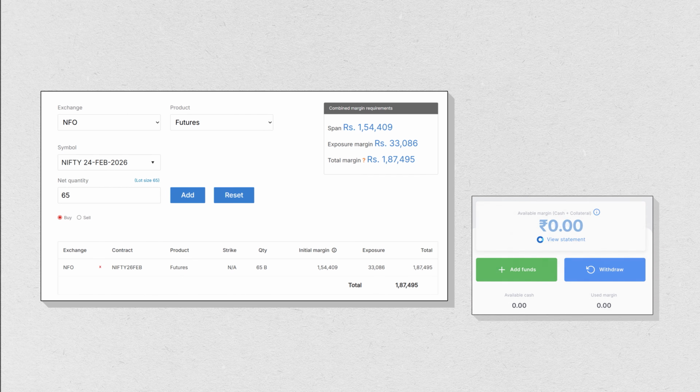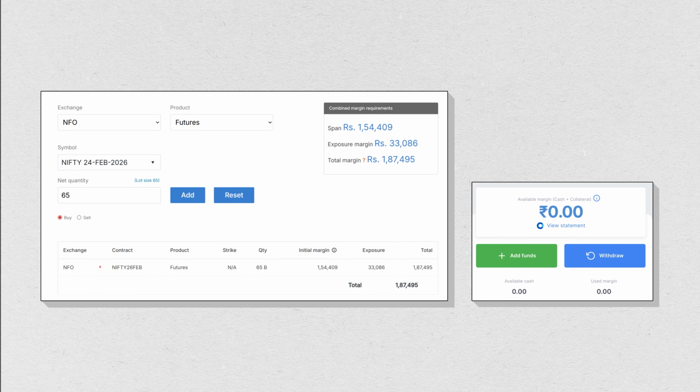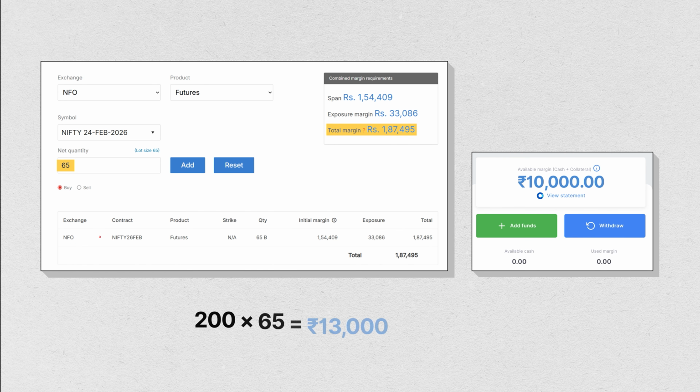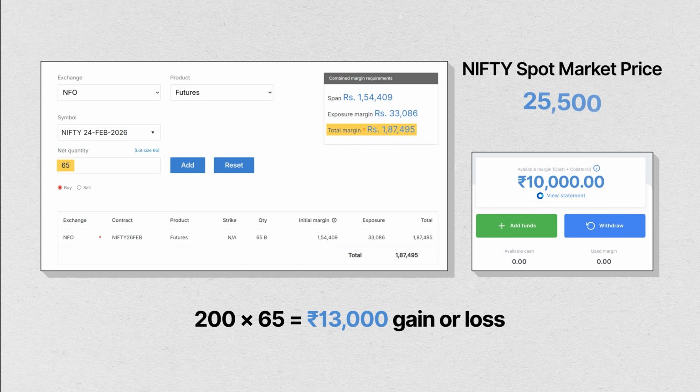Let me explain with a NIFTY example. Suppose you need 1.9 lakh as margin to trade one lot of NIFTY futures. Your broker account has 2 lakh, which is your entire capital. So that leaves you with a buffer of just about 10,000 rupees. At the current lot size of 65, a 200-point move in NIFTY translates roughly to 13,000 rupees gains or losses. With NIFTY around 25,500, a move of just 0.8% against you wipes out that entire buffer and some more.